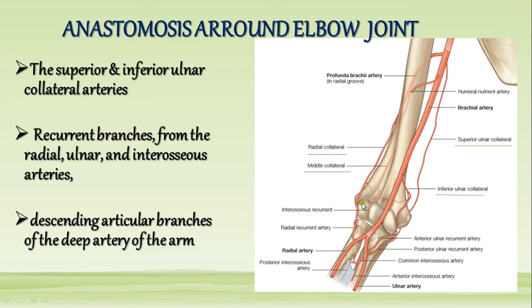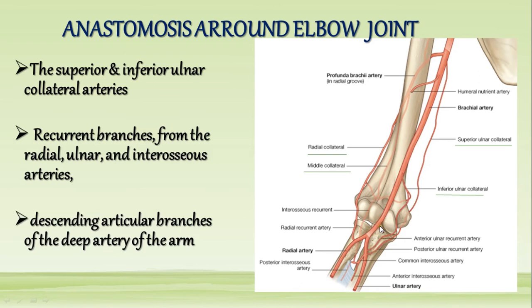Numerous arteries are participating in forming anastomosis around the elbow joint. Now you have to look at the figure. The superior ulnar collateral artery and the inferior ulnar collateral artery are both branches of the brachial artery. They run downwards towards the elbow joint and form anastomosis with the other arteries. The other arteries are recurrent branches from the radial, ulnar and interosseous arteries.